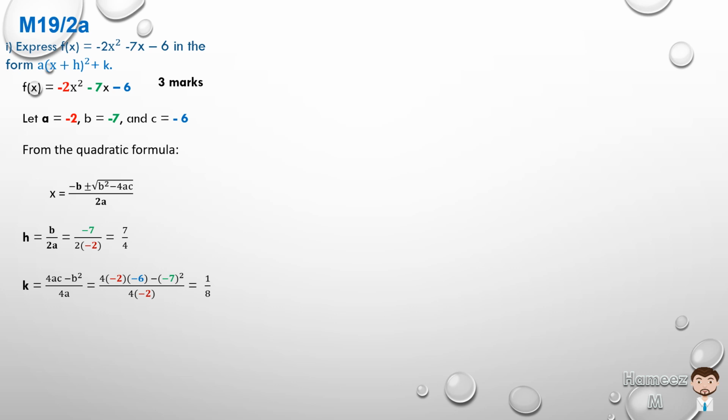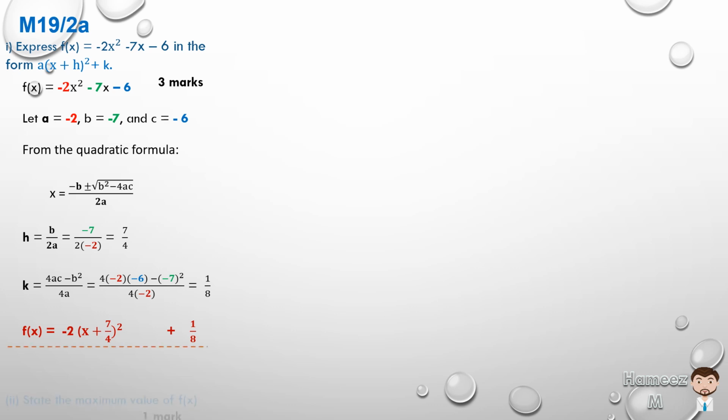So we found a as minus 2, h as 7 over 4, and k as 1/8. So we can rewrite f of x in the form that they require. So f of x is equal to minus 2 by (x plus 7 over 4) all squared plus 1/8.